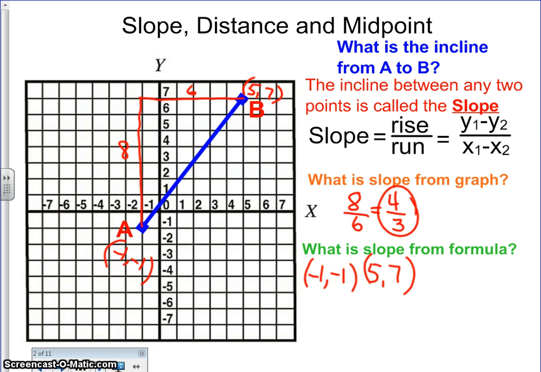So if you didn't have a picture, but you had those 2 points, how would you figure out the slope? You're going to subtract the y's on the top. It's going to be -1 minus 7. You're going to subtract the x's on the bottom. It's going to be -1 minus 5. -1 minus 7 is -8. -1 minus 5 is -6. And when you reduce that fraction, it comes out to be 4/3 again. So you get the same answer either way. So this is how you'll find the slope under any condition.